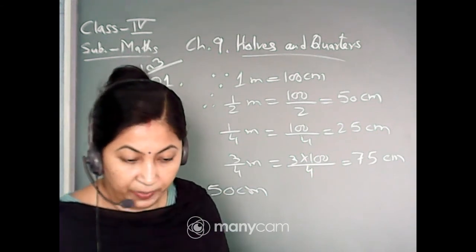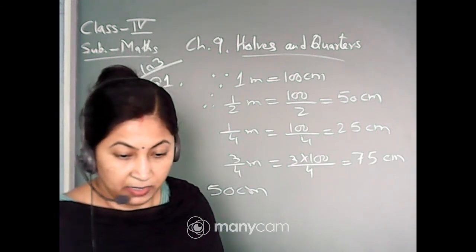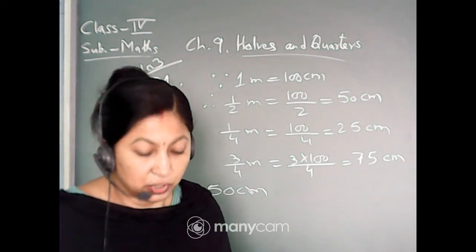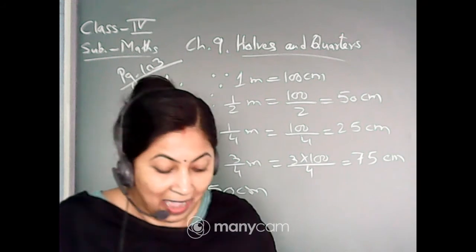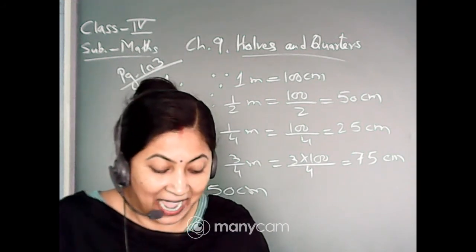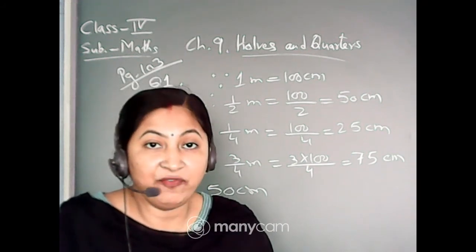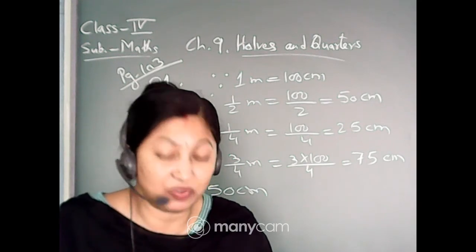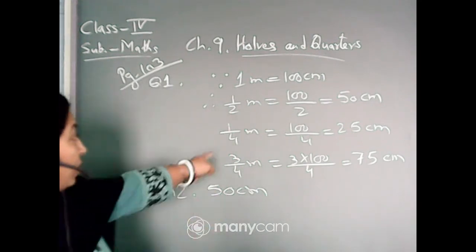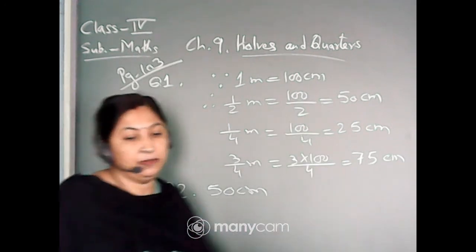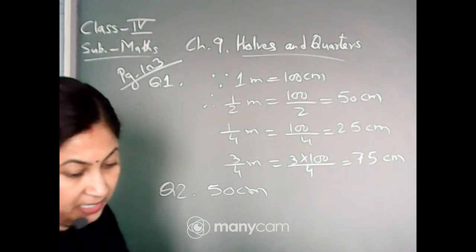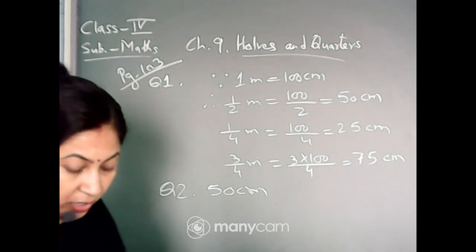Now turn the page. Come to page 104. Half meter is equal to dash centimeter, 1 by 4 meter is equal to dash centimeter, and 3 by 4 meter is equal to dash centimeter. There you write these three measurements down in the book.